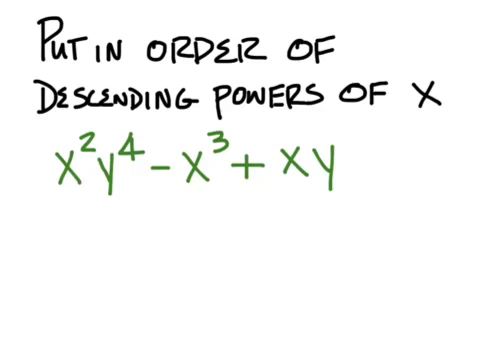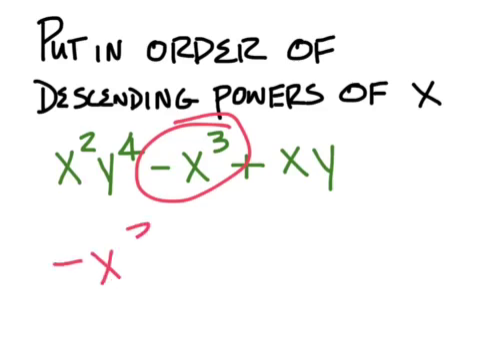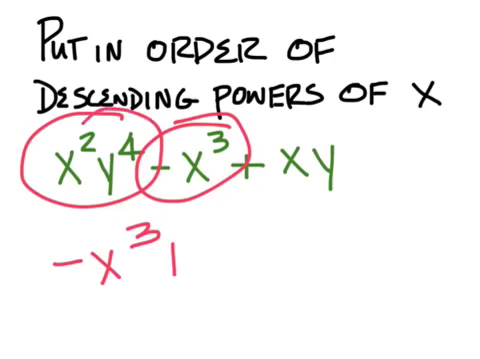Put in order of descending powers of x. For example, if you had this, you identify your descending powers of x. And in this case, we have the largest one being this one, including the sign in front of it. So you would have to put negative x to the third. And then the next one is x squared. That sign is plus x squared y to the fourth. And then you go down from there, x to the first.